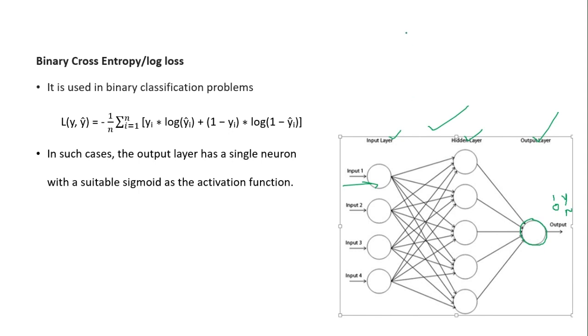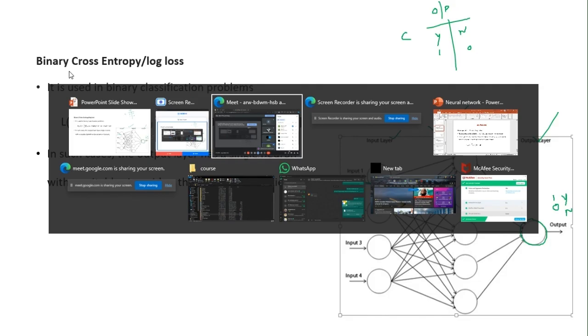An example is a cancer prediction task. What will the output of the cancer predictor be? Cancer, yes or no. That means one or zero. The output can be only one or zero, or yes or no. That type of classification is binary classification, and for this type of classification we can use the binary cross entropy loss function.